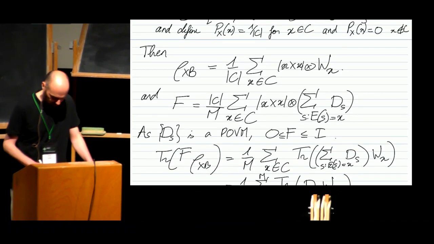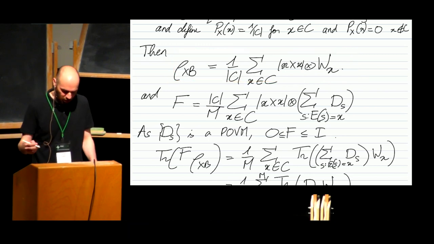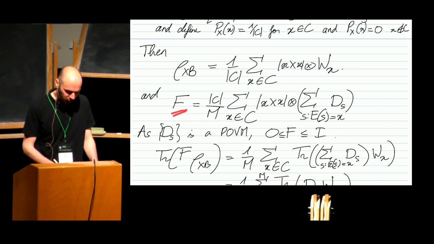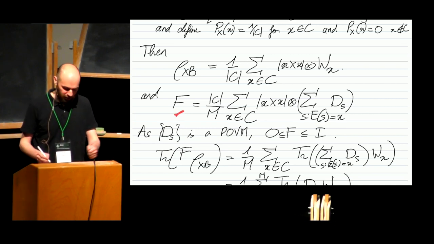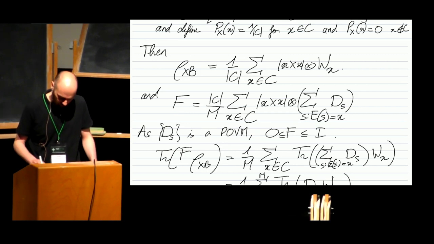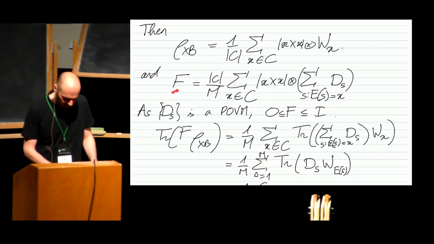Okay. So this is rho now, and I want to construct a POVM, F and identity minus F, where F will tell me I am rho XB, and identity minus F will tell me I am rho X tensor rho B. So how do I construct this F? It's quite natural, but here's the definition.